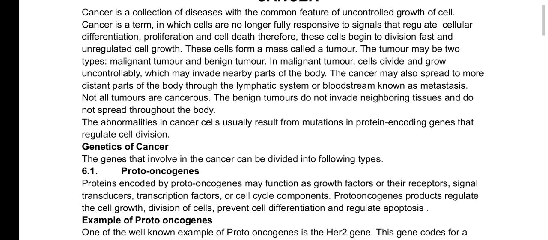These cells form a mass called a tumor. The tumor may be of two types: malignant tumor and benign tumor. In a malignant tumor, cells divide and grow uncontrollably, which may invade nearby parts of the body. The cancer may also spread to more distant parts of the body through the lymphatic system or bloodstream, known as metastasis.